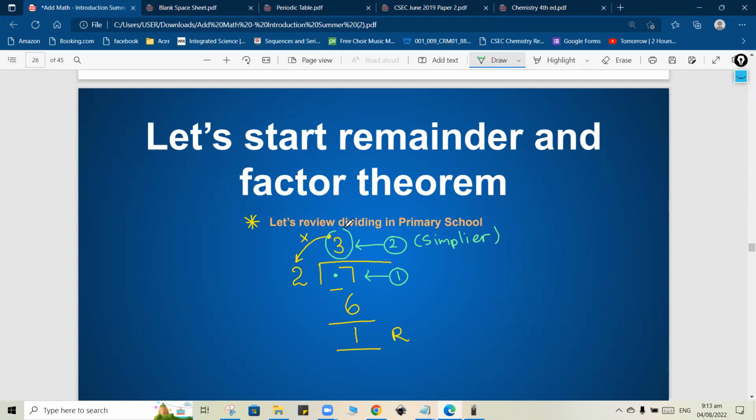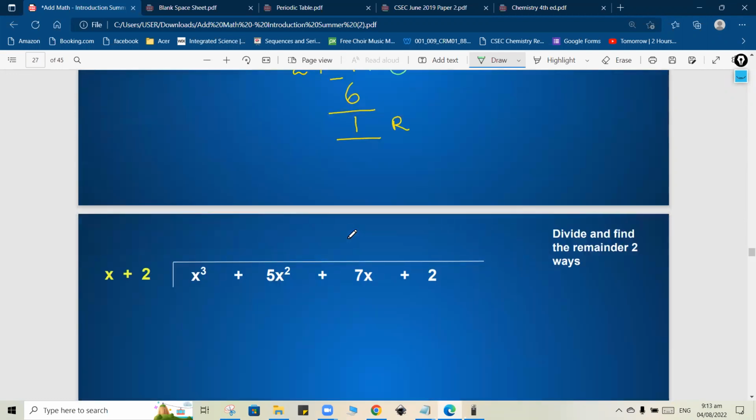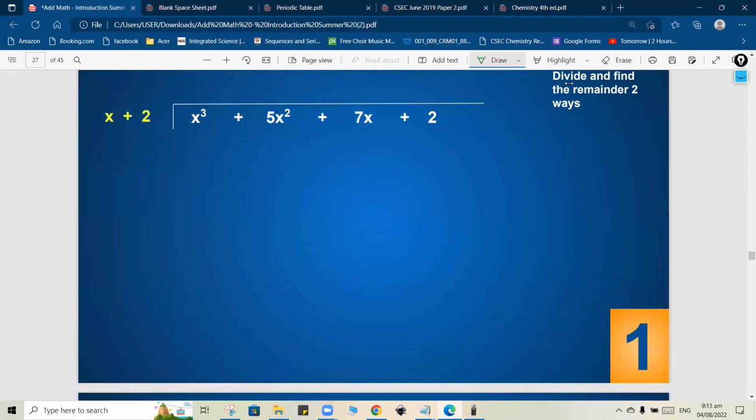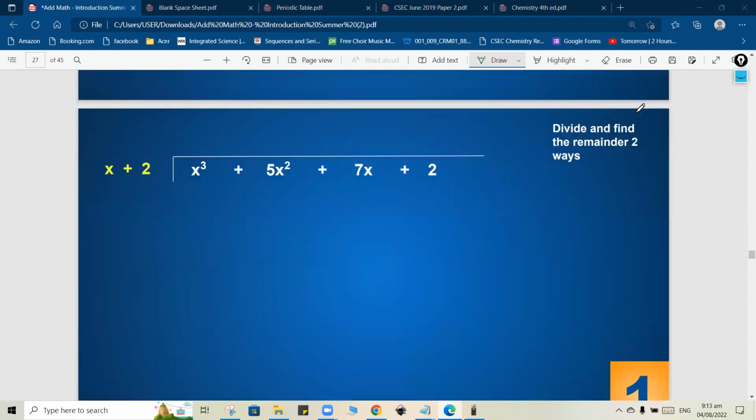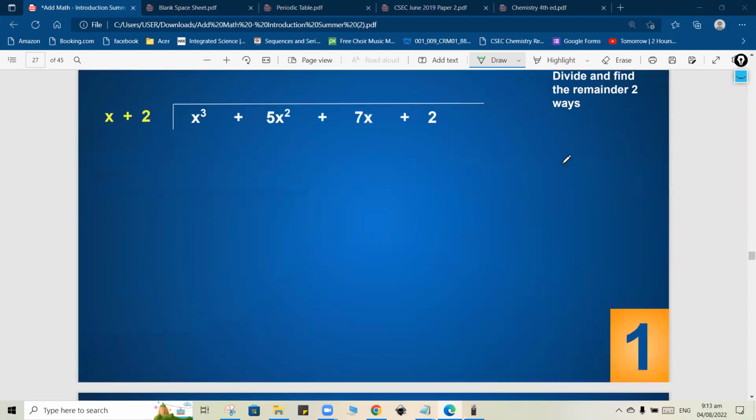And that is the majority of what we're going to be trying to do today. We're going to take something complex, divide it, and we're going to end up with something simpler. So I like to think of this topic, remainder and factor theorem, as making math situations simpler. All right, so moving down now, this was one of the questions you found in the homework videos.